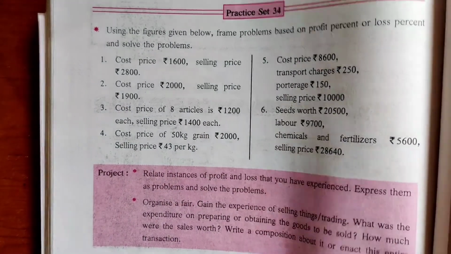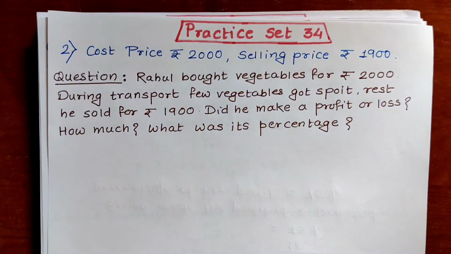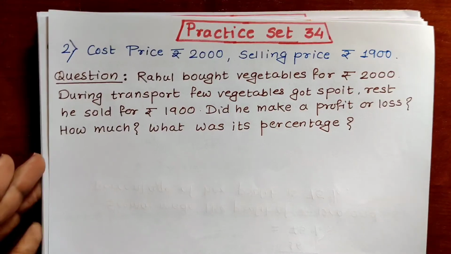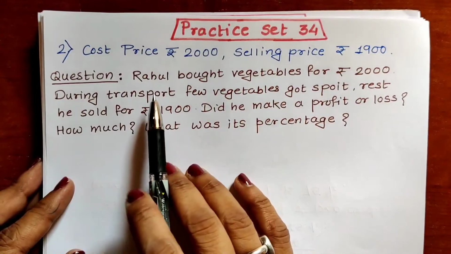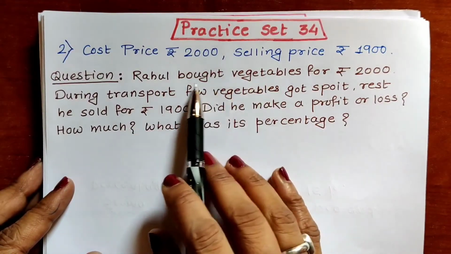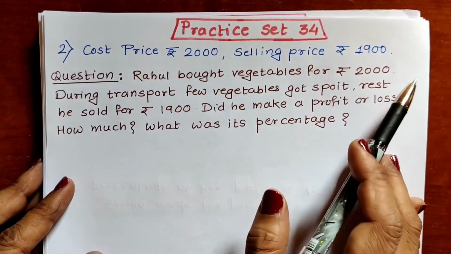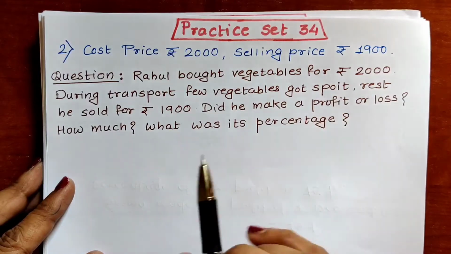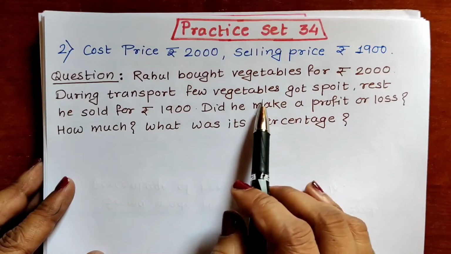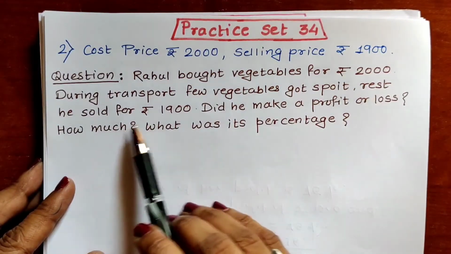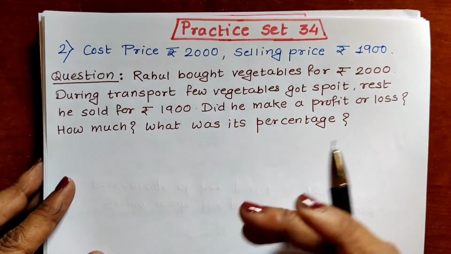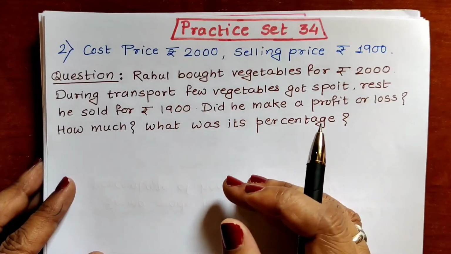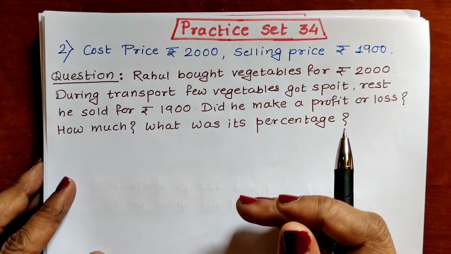Let us see how I have framed my question. It is not necessary that your question and my question should be the same. Your question can be different than mine. But see how I have framed it: Rahul bought vegetables for rupees 2000. During transport, few vegetables got spoiled and the rest he sold for rupees 1900. Because few vegetables got spoiled, he has to sell the remaining vegetables for less price.